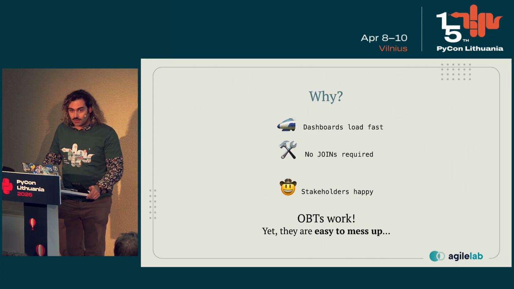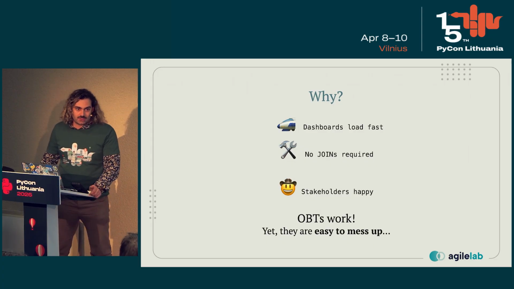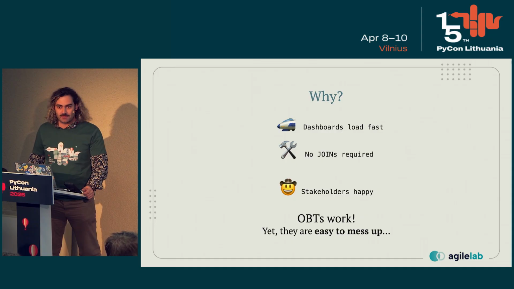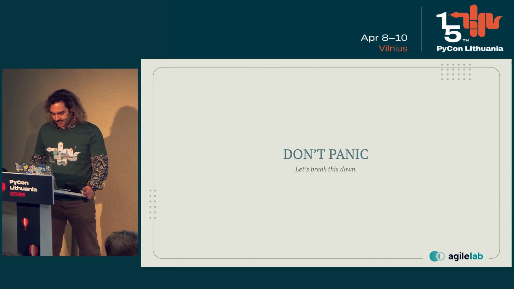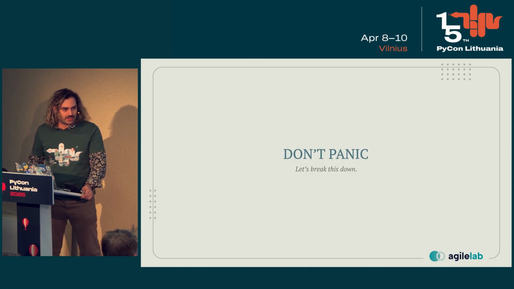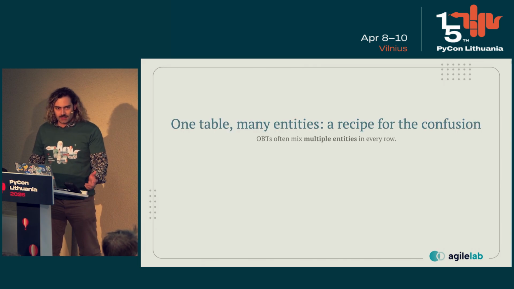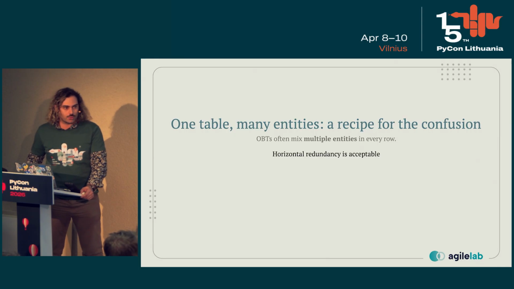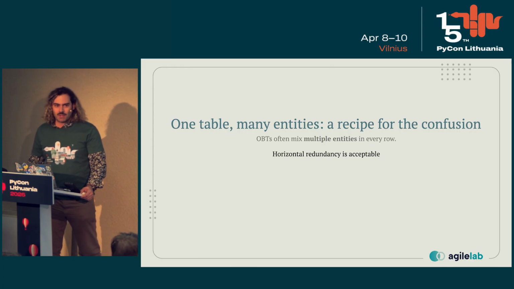Again, this is not a recipe for every table, only those that are very large and contain denormalized data. Still, these kinds of tables are hard to build, I'm not hiding that. But let's not panic, and let's try to break things down. One thing that makes this kind of table confusing is that usually one row contains many entities. And with many entities, there is a source of confusion, and there is going to be a lot of redundant data. So columns that look the same horizontally, but this is fine.